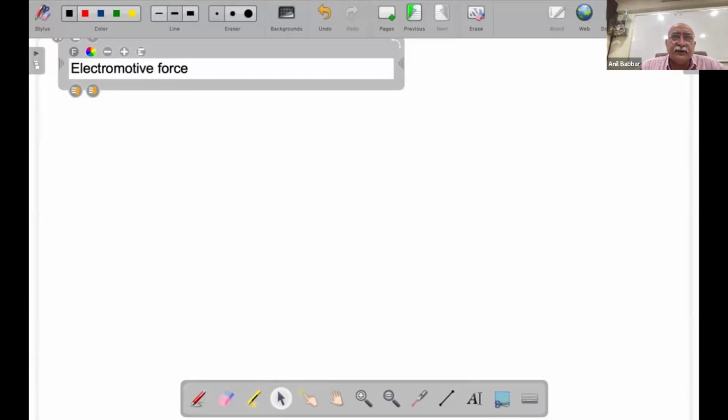Lekin agar hum is cell ko circuit mein use karenge, closed circuit mein lagayenge, to sara ka sara work done hum coulomb ko move karne mein nahi lagega. Some part of work is done against the internal resistance which is offered inside the cell due to the chemicals, because a cell is a device which converts chemical energy to electrical energy.